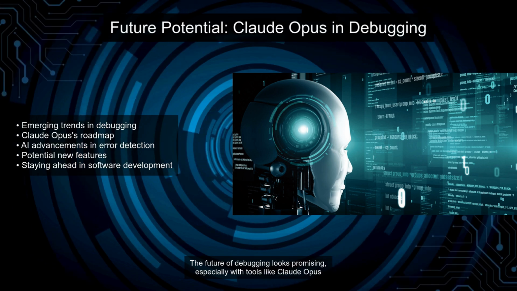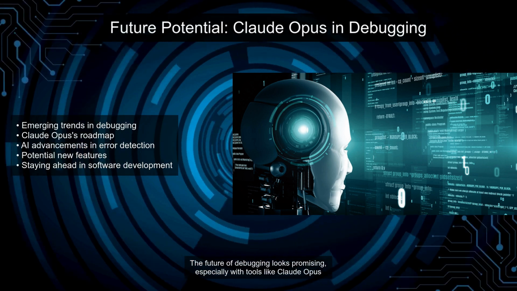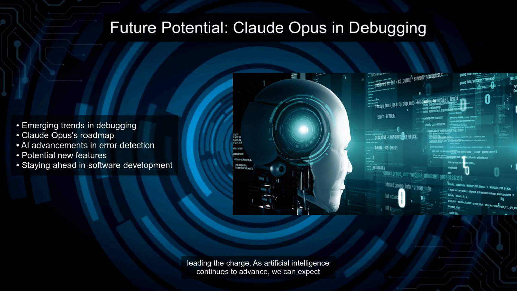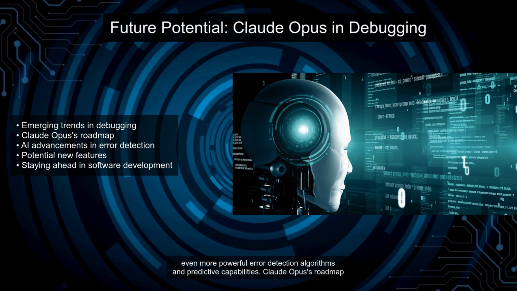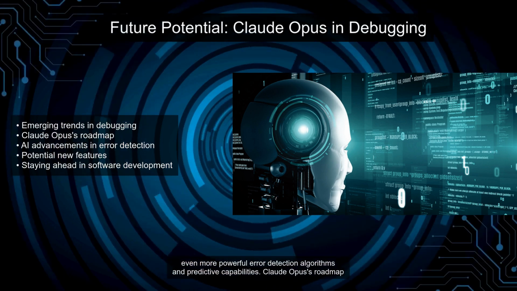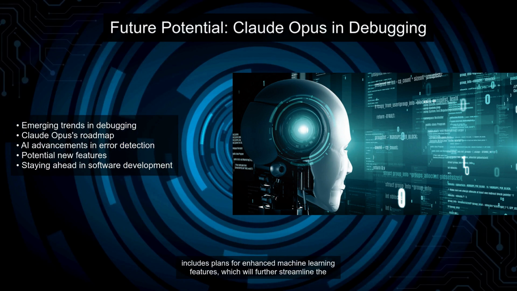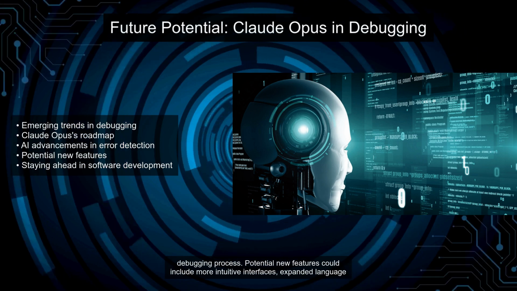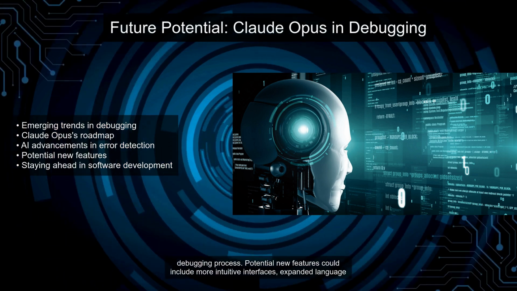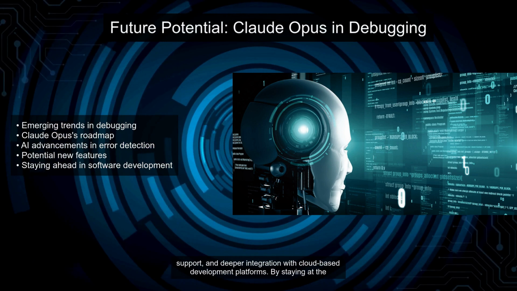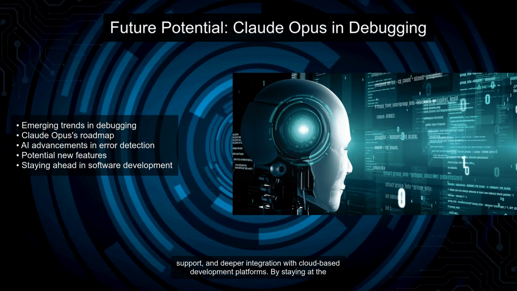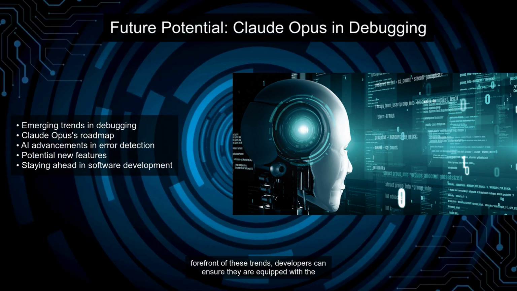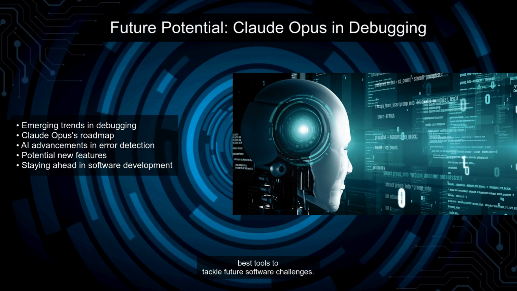The future of debugging looks promising, especially with tools like Claude Opus leading the charge. As artificial intelligence continues to advance, we can expect even more powerful error detection algorithms and predictive capabilities. Claude Opus's roadmap includes plans for enhanced machine learning features, which will further streamline the debugging process. Potential new features could include more intuitive interfaces, expanded language support, and deeper integration with cloud-based development platforms. By staying at the forefront of these trends, developers can ensure they are equipped with the best tools to tackle future software challenges.